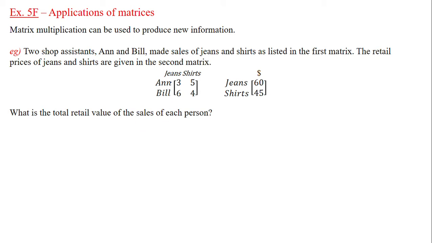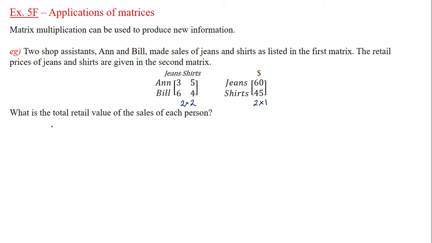Already we can see that the column headings in the first matrix are the same as the row headings in the second matrix, so we know that they're going to cancel out. We can also see that this is a 2 by 2 matrix and this is a 2 by 1. So we have to be multiplying the first matrix by the second, not the other way around, otherwise the numbers in the middle don't match and matrix multiplication is not defined.